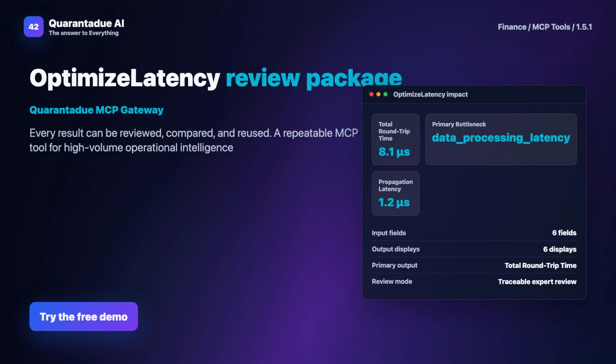In summary, OptimizeLatency transforms latency from a hidden cost into a manageable asset. It gives you the tools to analyze, model, and optimize continuously, ensuring your trading infrastructure is not just fast but intelligently tuned for maximum profitability.